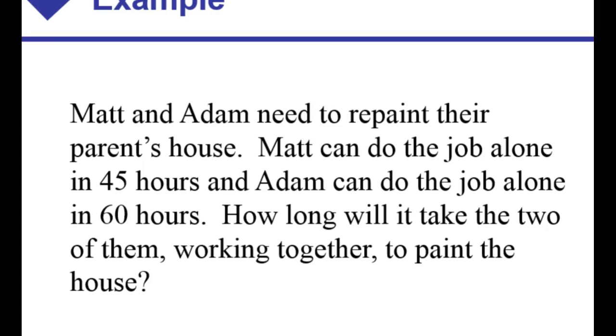Matt and Adam need to repaint their parents' house. Matt can do the job alone in 45 hours and Adam can do the job alone in 60 hours. How long will it take the 2 of them to work together to paint the house? So you might think, well, the easiest approach would be, let's just take the 45 plus the 60 and divide by 2. But this answer doesn't make sense because that means that it takes 52.5 hours to paint the job together, but if you remember, Matt could do it by himself in 45 hours, so it should be less. So this is not the approach that we want to take.